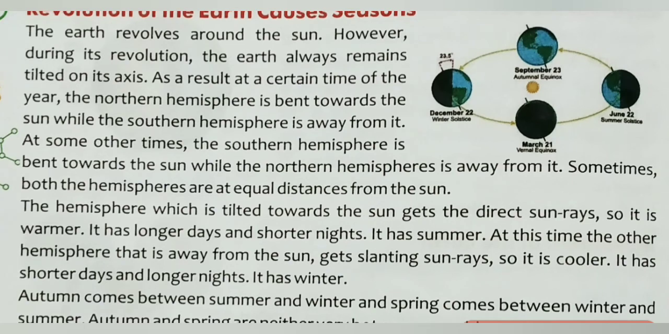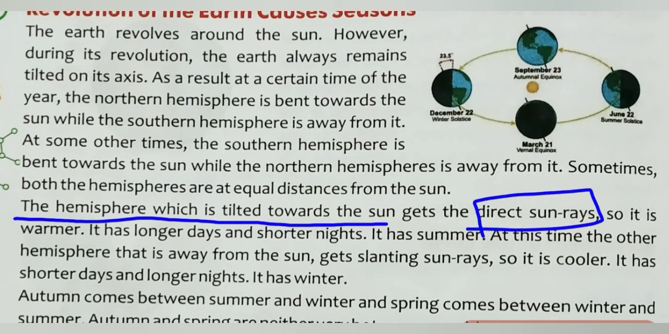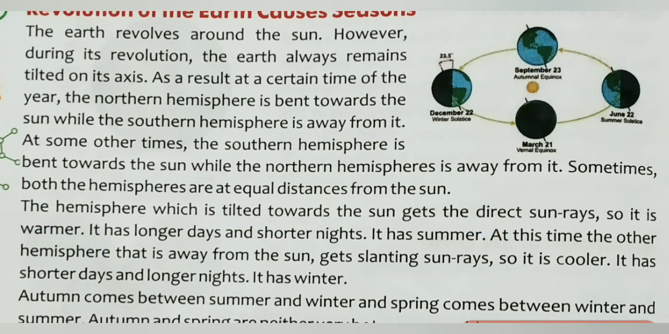The hemisphere which is tilted towards the sun gets direct sun rays, so it is warmer and it has longer days and shorter nights. Because the hemisphere is tilted towards the sun, it has summer.